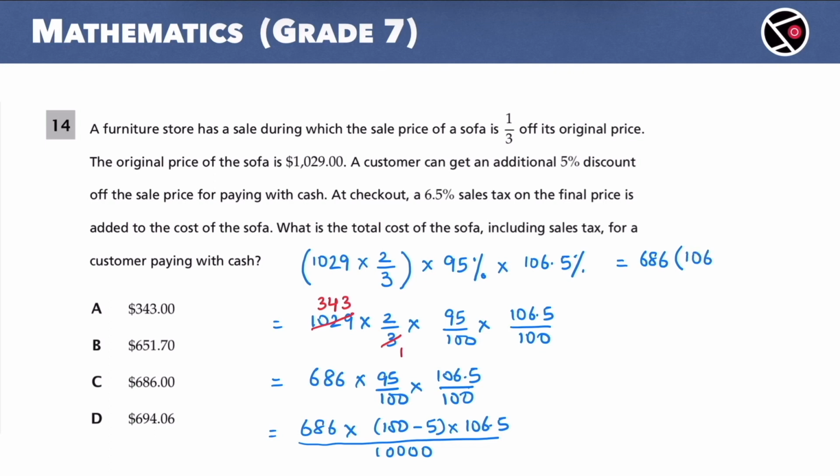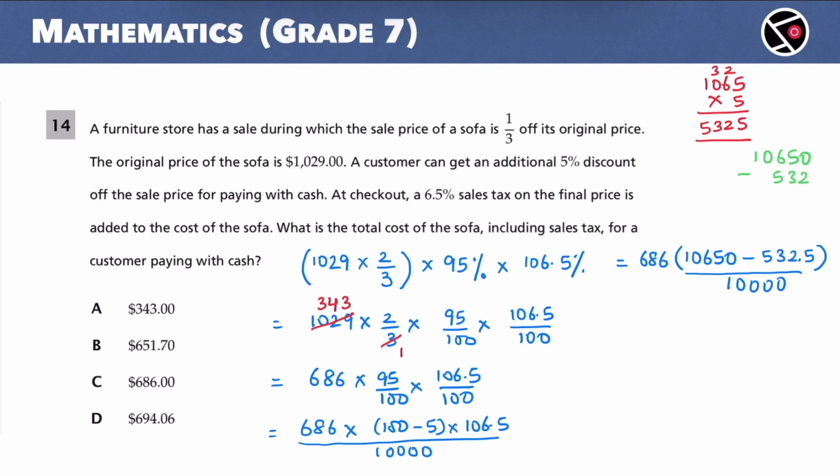In the brackets, we multiply 100 with 106.5. That'll give me 10650 minus 1065 multiplied by 5. 5 5s are 25, 5 6s are 30, plus 2 is 32, 5 1s are 5. So we have 5325 and a decimal before 5, divided by 10000. 10650 minus 532.5.